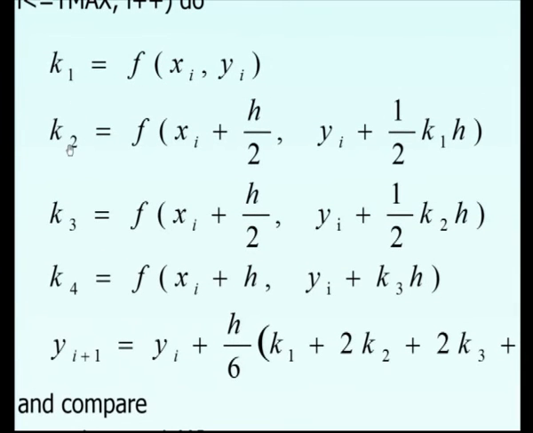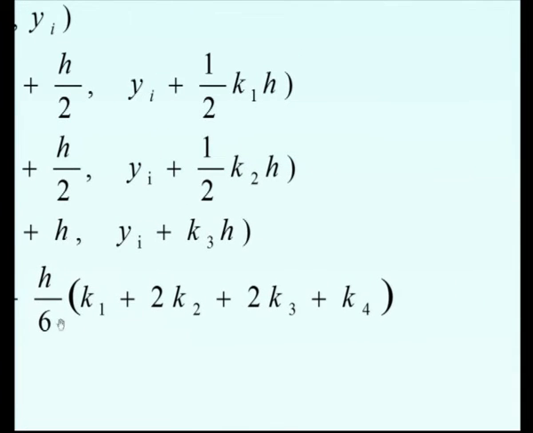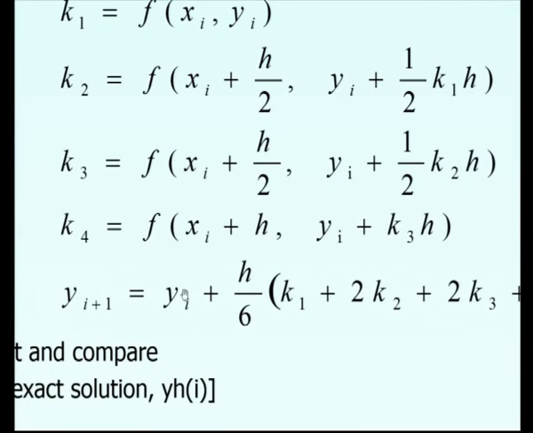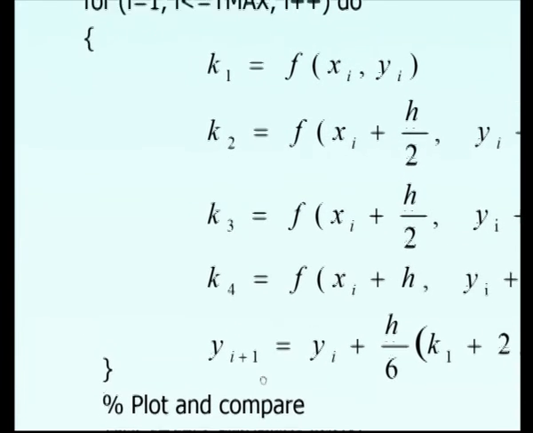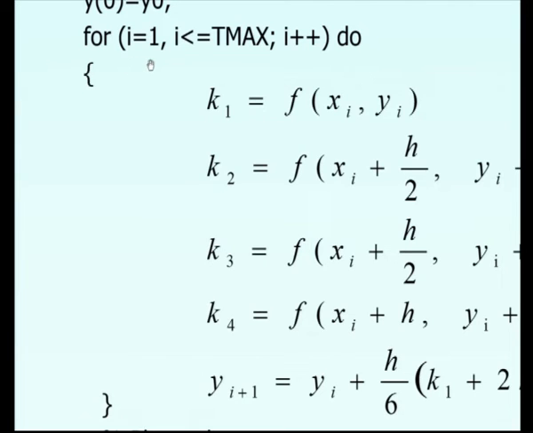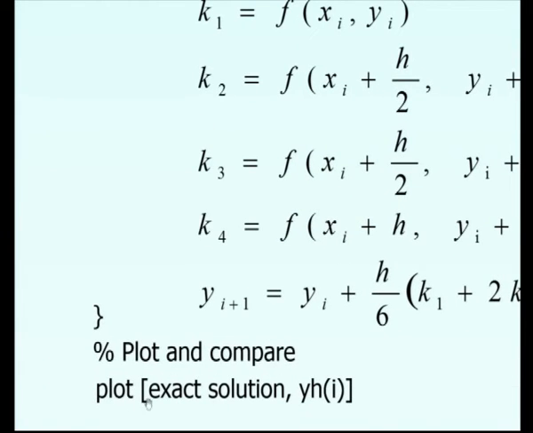So, knowing the k1, k2, k3 values, these are the slope values, and this is the formula for the average slope value. You can see that it is a weighted average; you can add the weights and divide by 6, and it will be 1. So, this weighted average slope value plus the previous value gives the approximate solution at the current time level, and you repeat this procedure for i equal to 1 to the maximum number of time steps. At the end you plot the exact solution and the approximate solution.